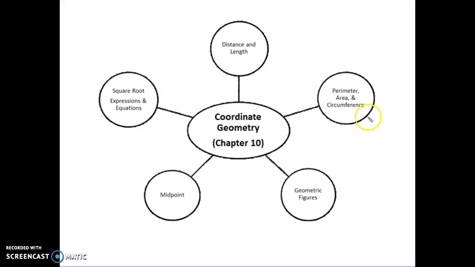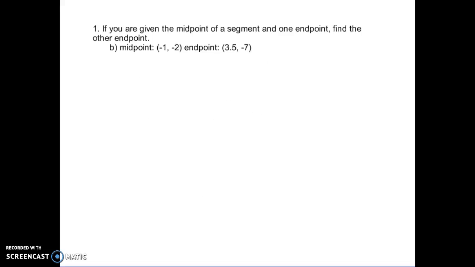Then we looked at perimeter, area, and circumference of different types of polygons, and then we looked at those geometric figures and the properties of them, and describing and labeling different shapes based on the properties that they have. So now we're going to go through some of the examples that we didn't get to in class.